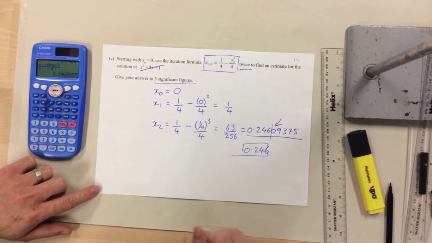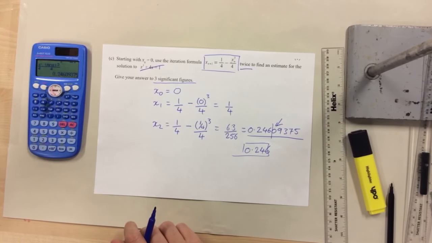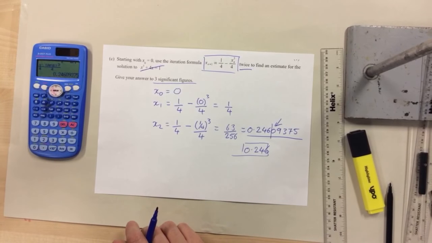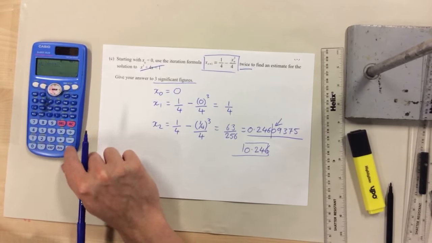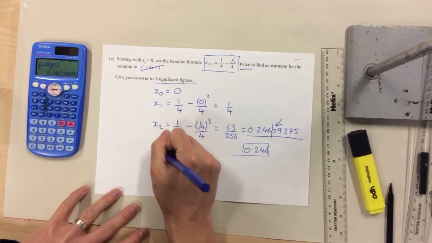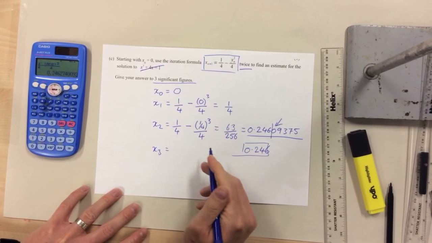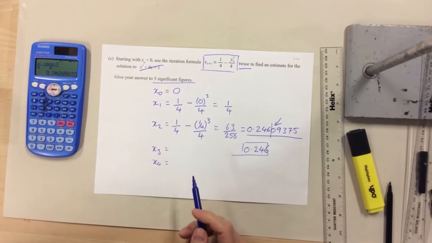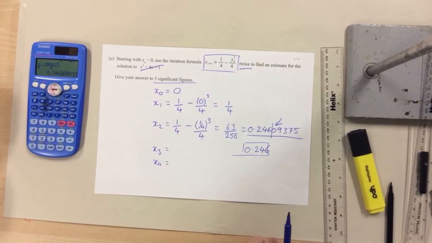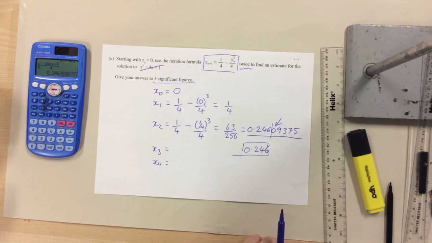We are done. If the question doesn't tell you how many times to do it, and it says just find an approximate solution, just keep pressing equals and then write down each one as you go. x3 equals 0.24 and so on, then x4 equals, and carry on until you've got 1 or 2 decimal places, whatever it says, that stay the same each time, and you're set.